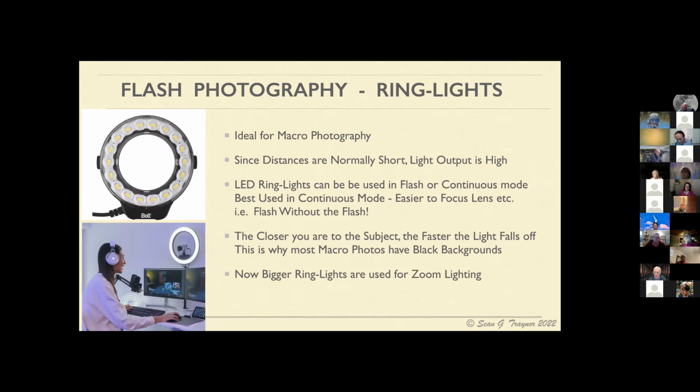So as I mentioned earlier, the closer you are to the subject, the faster the light will fall off. And this is why in most macro photographs, the backgrounds become black. I'm sure many of you have seen what has now become very popular for people who are doing blogs or video logs, where they're using bigger round ring lights, such as the one shown here.